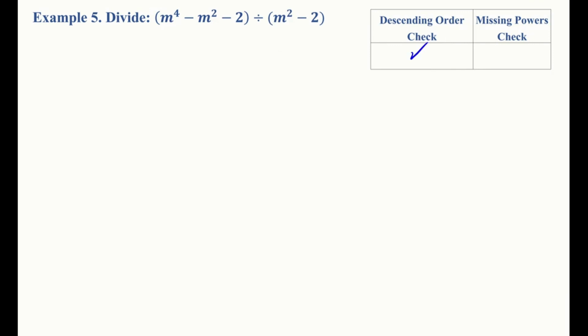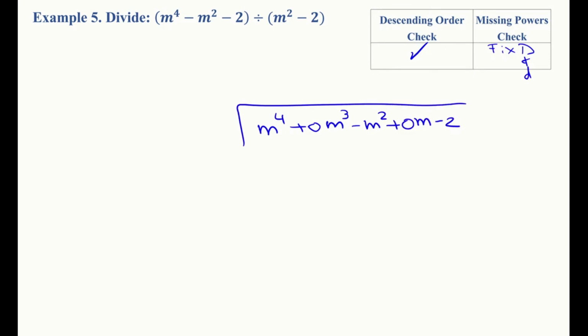As far as the missing powers check, we need to fix both D and lowercase d, so the dividend and the divisor. We notice that the dividend is missing the m cubed term and the m term. So we're going to write it as m to the 4 plus 0m cubed minus m squared plus 0m minus 2, and we're going to divide that by the divisor, which we will fix by adding a 0m. So m squared plus 0m minus 2. Then we proceed as before.